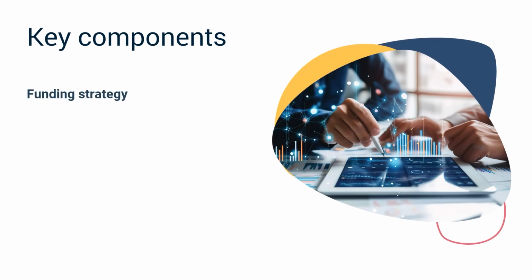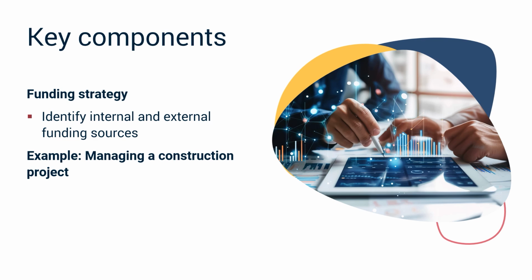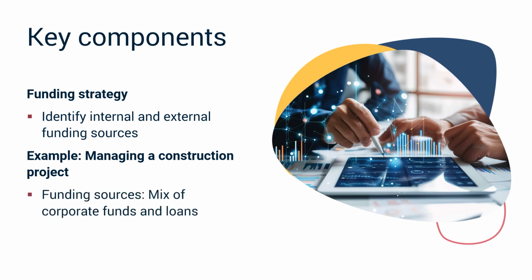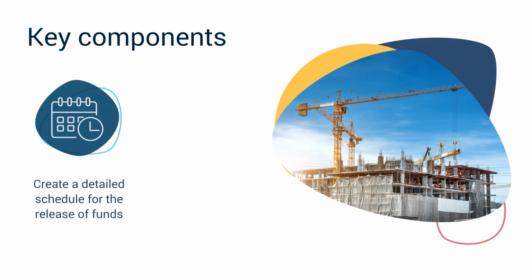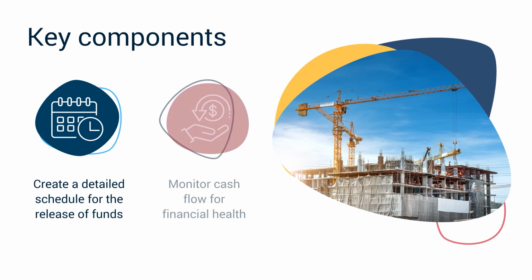A solid funding strategy is essential for ensuring the program has the financial resources it needs. Start by identifying both internal and external funding sources. For instance, if you're managing a construction project, your funding sources can include a mix of corporate funds and loans. Next, create a detailed schedule that outlines when funds will be released, aligned with project milestones. To ensure the program stays financially healthy, regularly monitor cash flow, such as tracking monthly expenses against your budget.